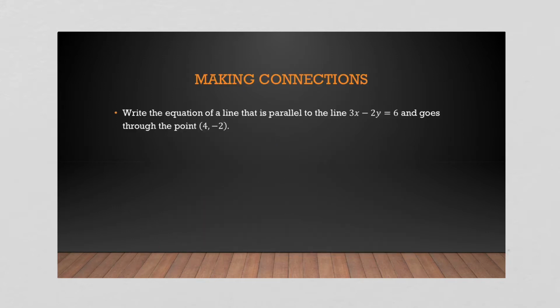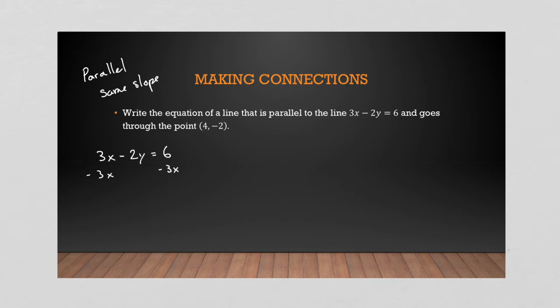So let's make some connections here. Write the equation of a line that is parallel to 3x minus 2y equals 6 and goes through a given point. So if it's parallel, what does that mean? That means the new line we're creating has the same slope. So there's part one. And it's parallel to this line, 3x minus 2y equals 6, which means we need the slope. So let's convert to slope-intercept form.